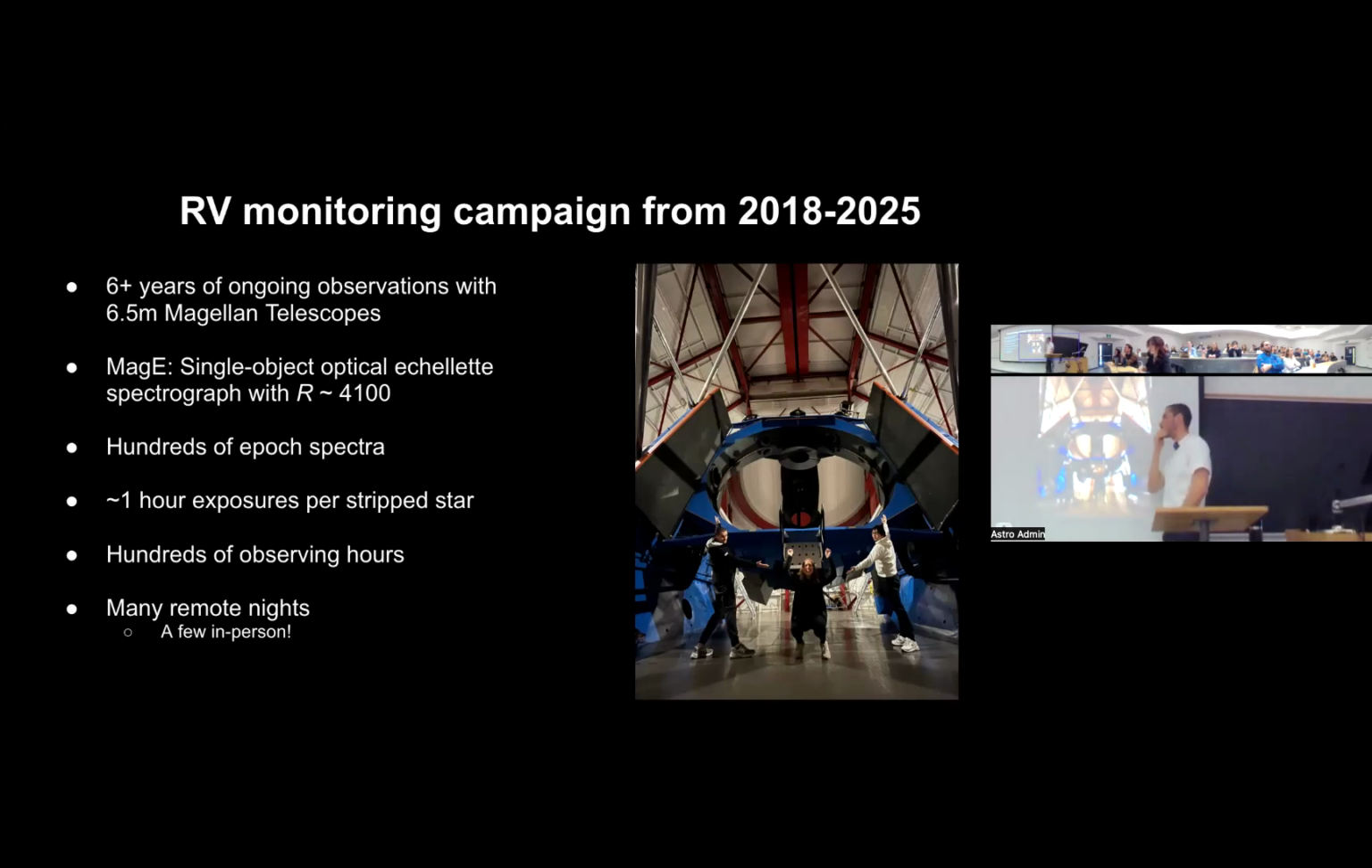So to do this, we've been using one of the 6.5 meter telescopes, one of the Magellan telescopes, and specifically we use MAGE, which is a single object optical echelette spectrograph with a medium resolution. And in total, we've gotten hundreds of epoch spectra.